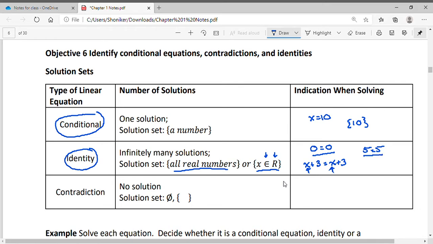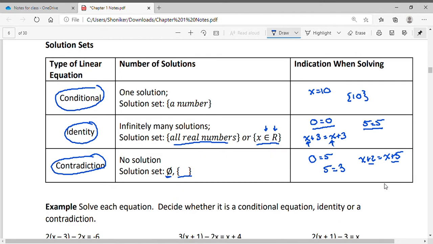The last type of linear equation is called a contradiction. It contradicts itself. It allows you to solve it, but the answer has no solution. And you show that by showing the null sign or an empty set bracket. The indication when you're solving one of these equations is you'll get 0 equals 5. It's a contradictory statement. 0 can never equal 5, or you'll end up with 5 equal to 3, or x plus 2 equals x plus 5.